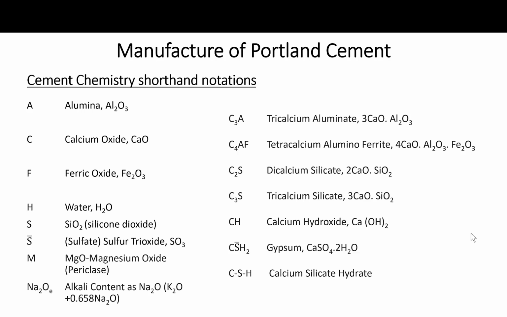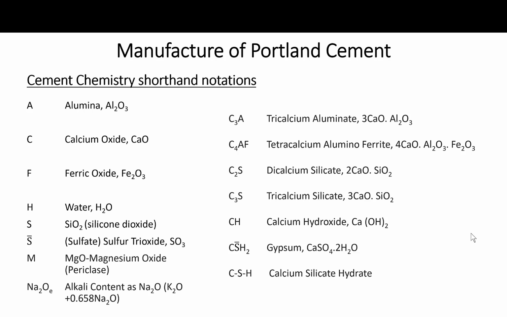Before we get into the manufacturing process, let us get introduced to the cement chemistry, nomenclature, and shorthand notations. Because this is different from what chemists use, and actually chemists may not like this idea, but this is what's used in cement chemistry and we have to stick with this.